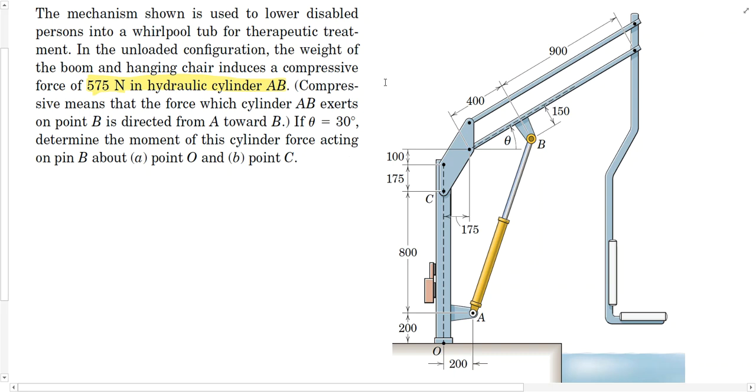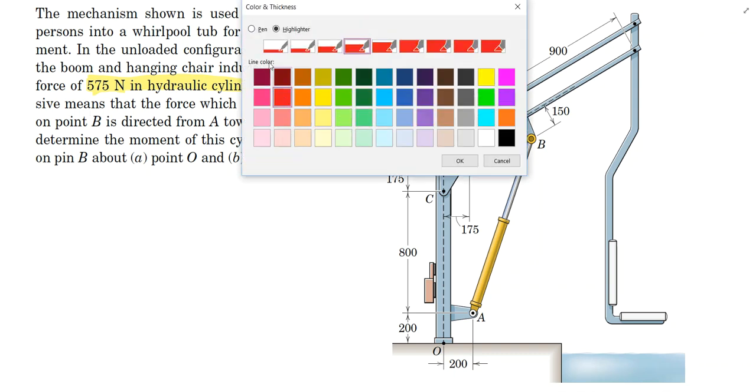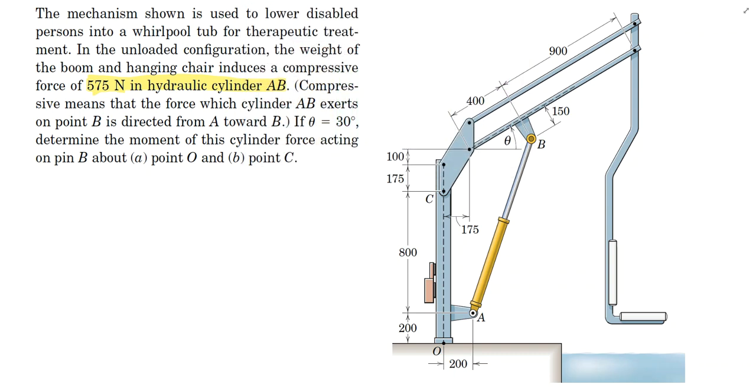Let's go ahead and draw that force the way that it would act. So we'll get our force arrow, and that force we could think of as acting on point B. The cylinder is being compressed, so it would feel a downward load from the weight of the structure above it, but it would push back up on point B and hold point B up, as it were. We're told that the angle theta is 30 degrees.